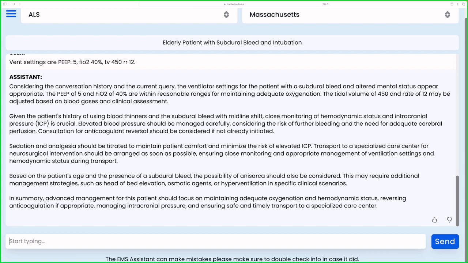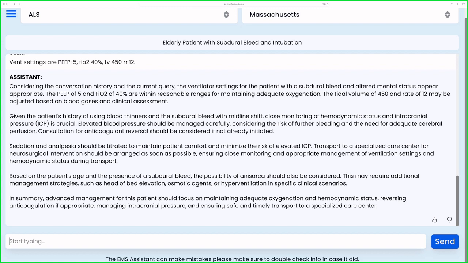PEEP 5, FiO2 of 40 is within reasonable ranges for maintaining adequate oxygenation. The tidal volume of 450 and a rate of 12 may be adjusted based on the blood gases and clinical assessment. Again, you've got to do your own work on these calculations. Given the patient's history of using blood thinners and subdural bleed with midline shift, close monitoring of hemodynamic status and intracranial pressure is crucial. Elevated blood pressure should be managed carefully, considering the risk of further bleeding and the need for adequate cerebral perfusion.